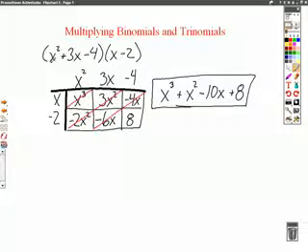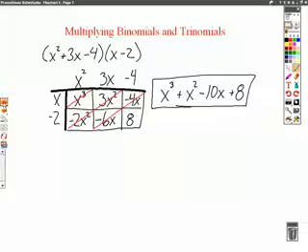So in the end, when you multiply x squared plus 3x minus 4 times the binomial x minus 2, you should end up with this: x cubed plus x squared minus 10x plus 8.